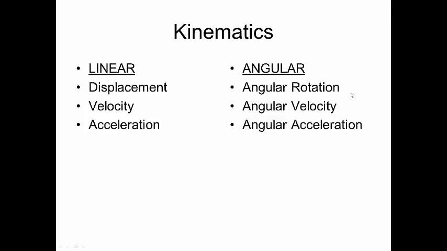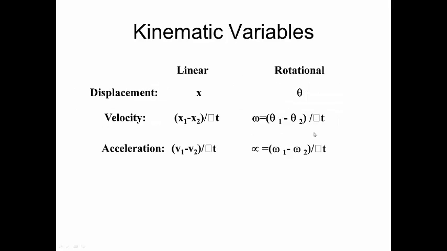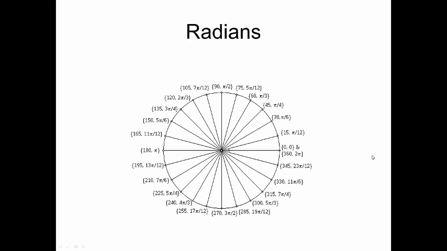Angular rotation in degrees or radians, angular velocity in degrees per second, and angular acceleration in degrees per second squared. So here are the equations for each. So the rotational angles we represent with the theta. Here's the change in degrees over time, gives you angular velocity. Change in angular velocity over time gives you angular acceleration.